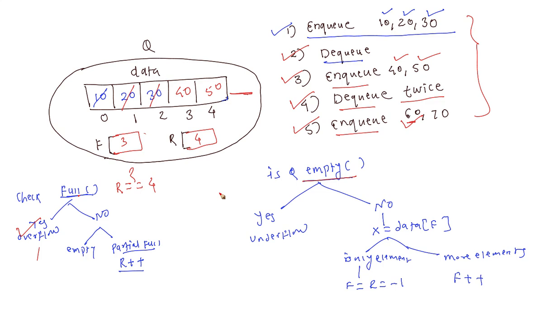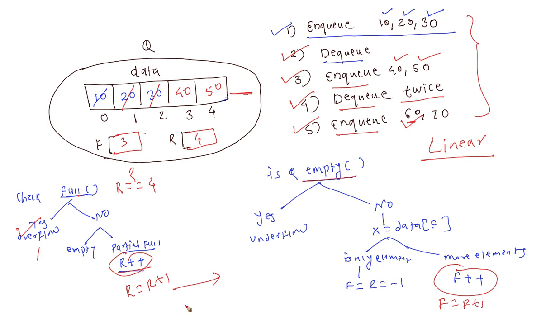But the problem with this is that this is called a linear queue. This queue which we have seen is called a linear queue. Why is it called a linear queue? Because F and R were incremented in a linear fashion. Both were growing in this direction only. After dequeuing, we were saying F equal to F plus 1, and to enqueue, we are saying R equal to R plus 1. That was the increment, and it's a linear increment. Both F and R were growing in this direction only.